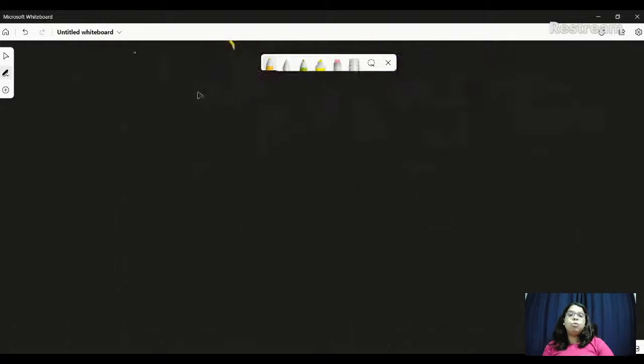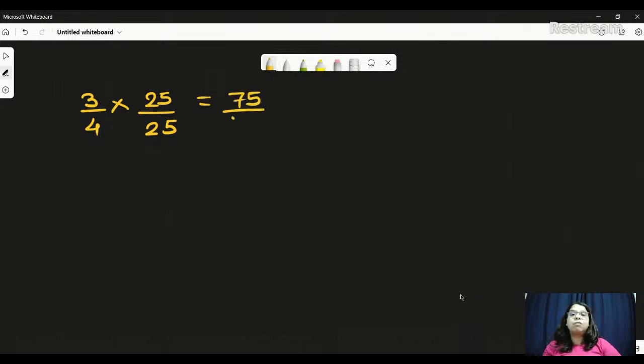So if you see, I have already shown you how to convert a fraction into percentage. So we are going to move on to fraction into percentage. Let's say I have the fraction 3 by 4. Our aim is to make the denominator 100. So I am going to multiply the numerator and denominator by 25 over 25. It gives me 75 over 100, which is equal to 75%.